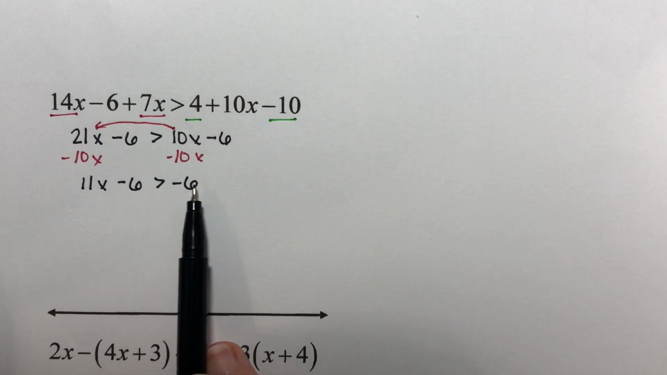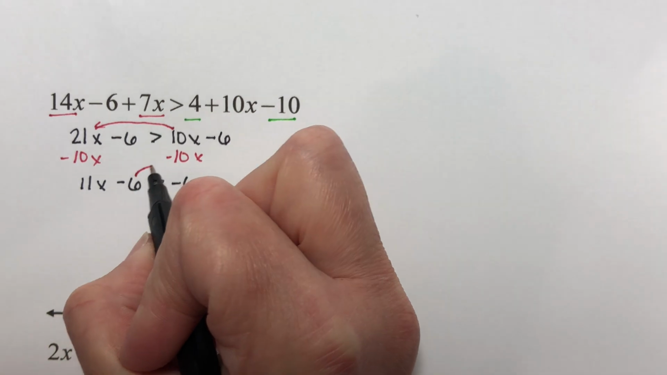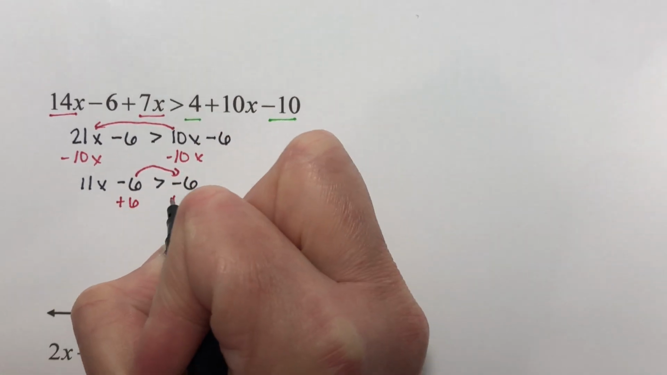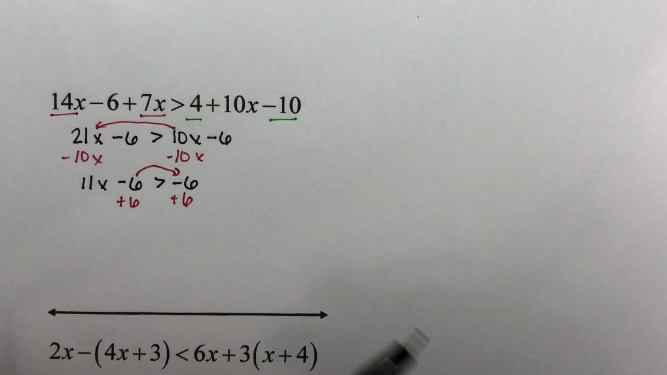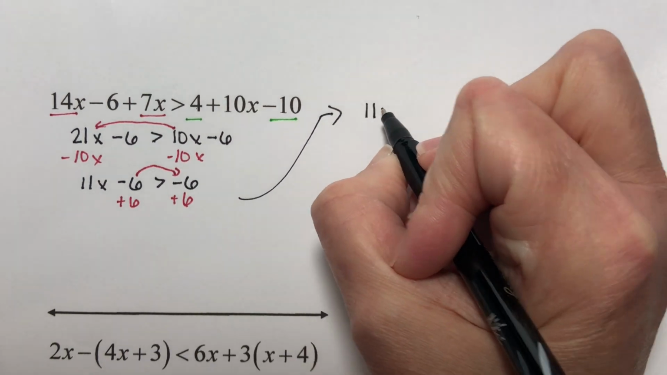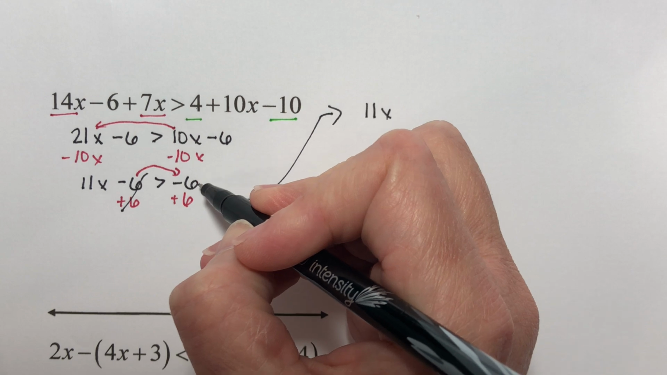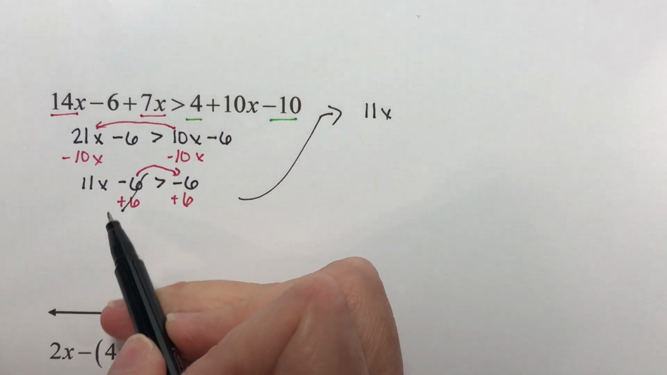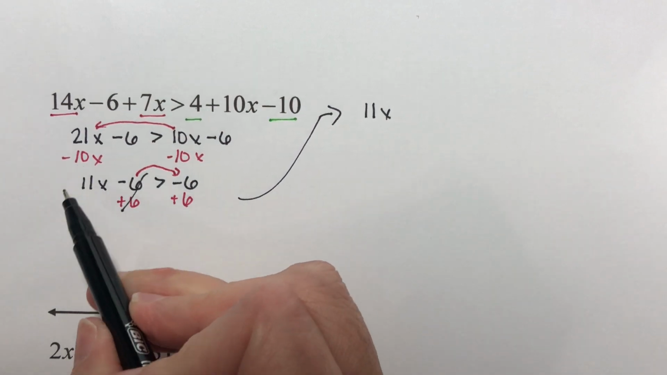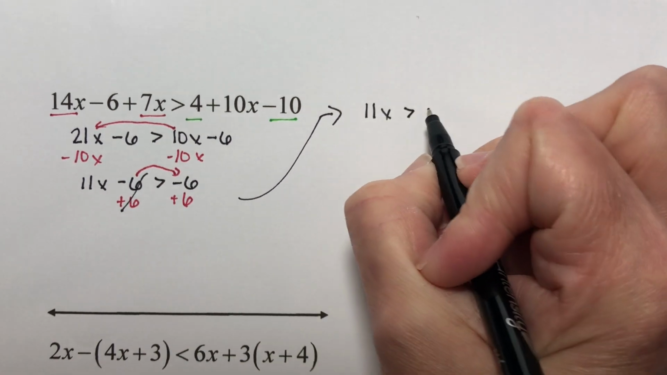Now I want to get my constants together. I want to get this thing alone. So I want to move this negative 6 over to here, so I add 6 to both sides. Now a lot of people panic right here. I'm going to come back over here and write. I have 11x. That cancels. This cancels, but it's actually 0. Technically, we say this cancels out and we don't write it because we're adding 0 or subtracting 0, and that doesn't change the 11x at all. But I need something over here. So 11x is greater than 0.